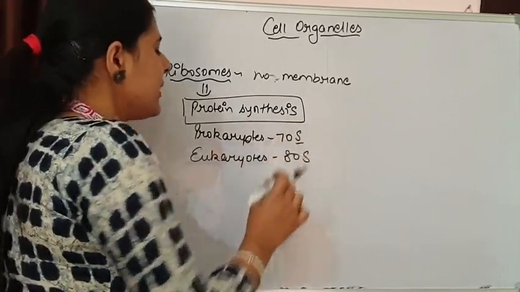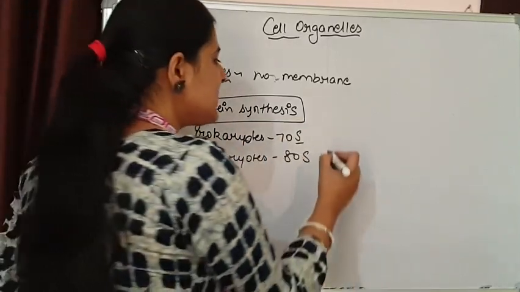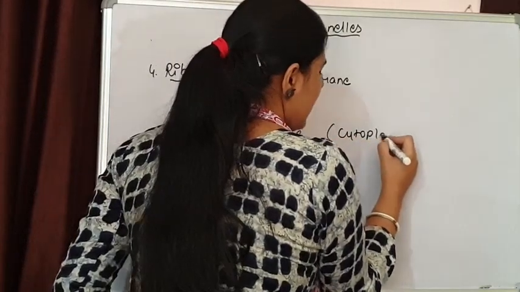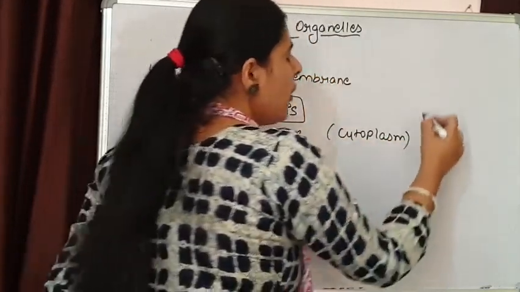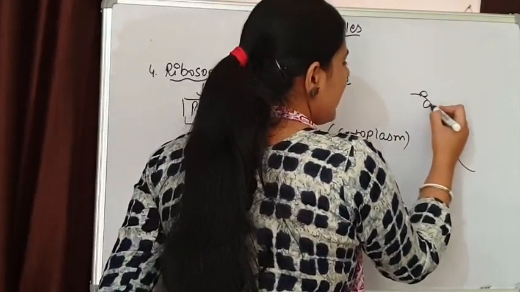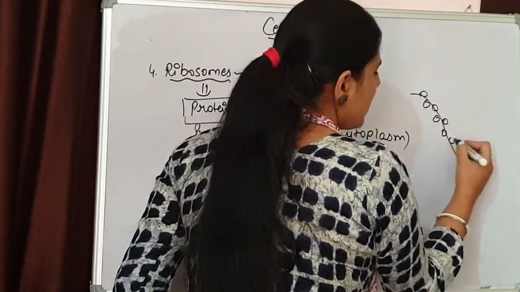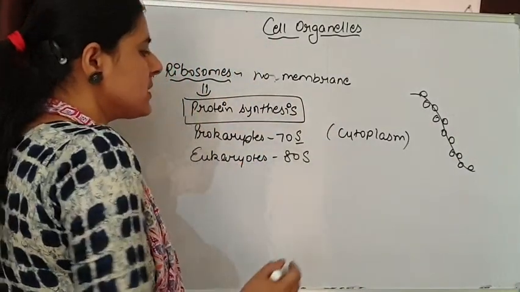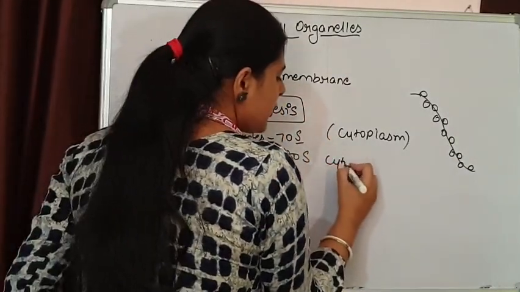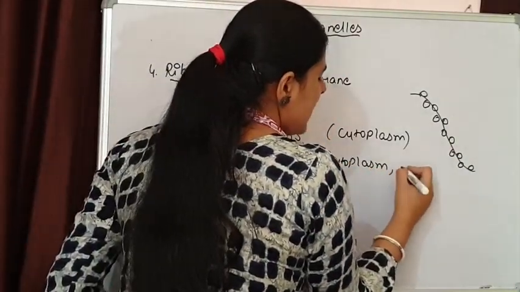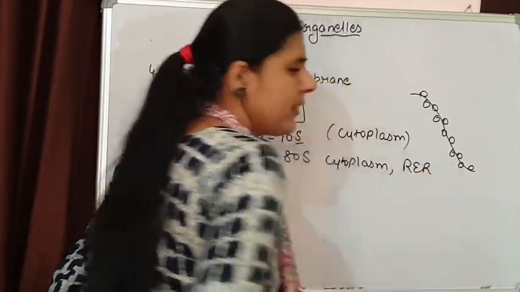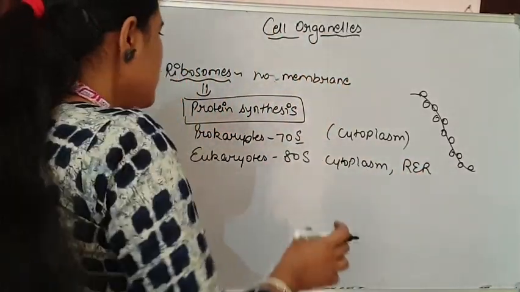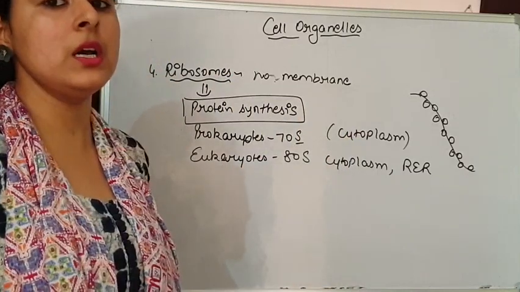Now, in prokaryotes, the ribosomes are present in cytoplasm. They can be present singly or they can combine with the thread of mRNA and form a polyribosome. While in eukaryotes, the ribosomes are present in cytoplasm as well as attached on the surface of rough endoplasmic reticulum. So this is how ribosomes are found in the cells.